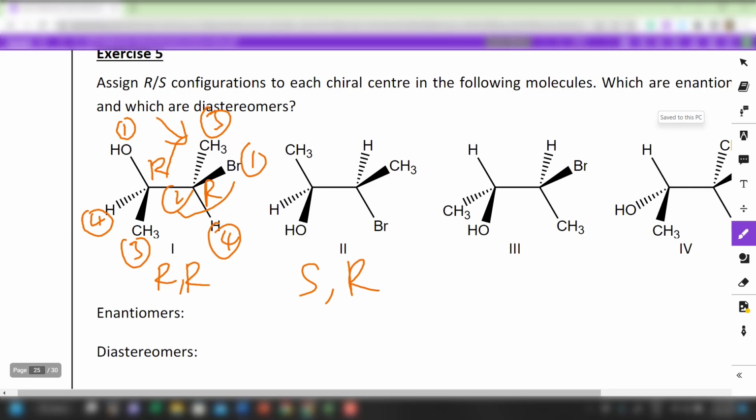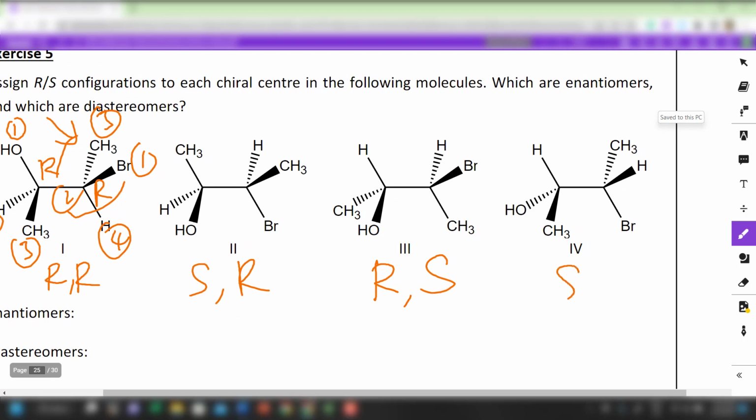Okay, so we do the same check. This OH here, oh yeah, so this is just a rotation, so this is R configuration, and then of course we do the same thing. Essentially, the H is here, the Br and CH3 swap position, so this is S. Okay, and then of course this will be SS configuration.